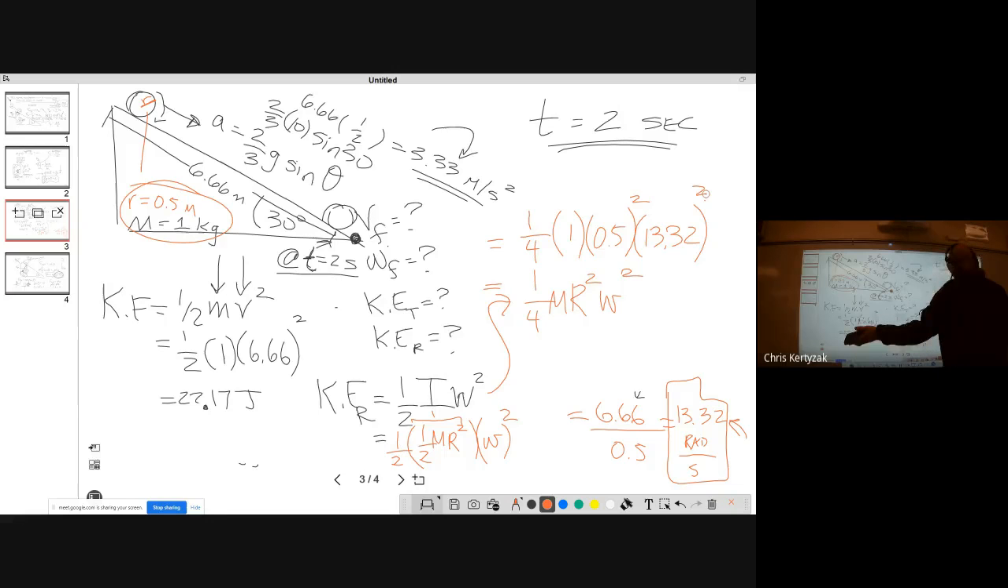I, again, isn't just like M. M is like 2 kilograms, sticking in 2. Well, for I, you have to calculate it. It's more of a pain, just the way it is, right? So I end up with 1/4 mr squared omega squared. All checks out, all right? So let's see, 13.32 squared times 0.5 squared, and all divided by 4. I get 11.09.